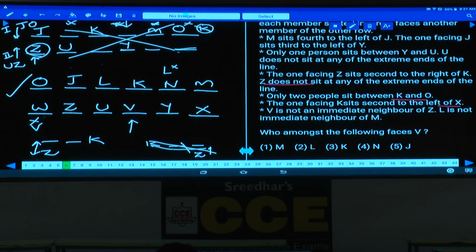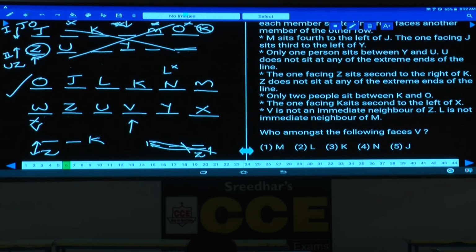And what is the order here? In row 1, O, J, L, K, N, M is the order in which these 6 persons are seated. And in the second row, W, Z, U, V, Y, X. Yes, write down this one.